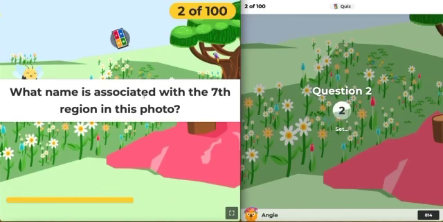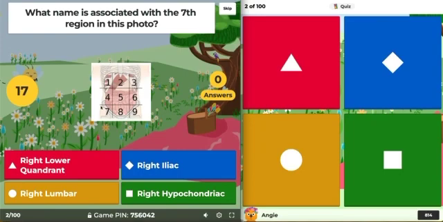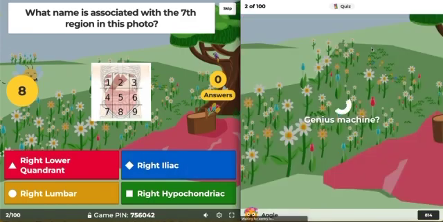What name is associated with the seventh region in this photo? So the seventh region in this photo is on the right side of the body, and so that means that this is in the hip area. The hip is also known as the iliac, so this is in the right iliac region.